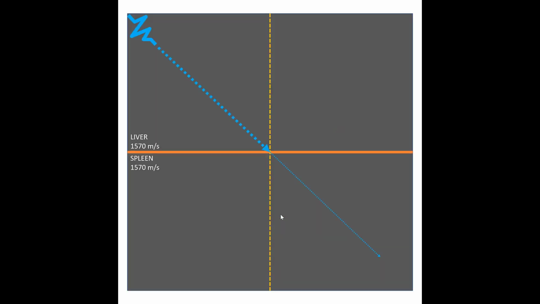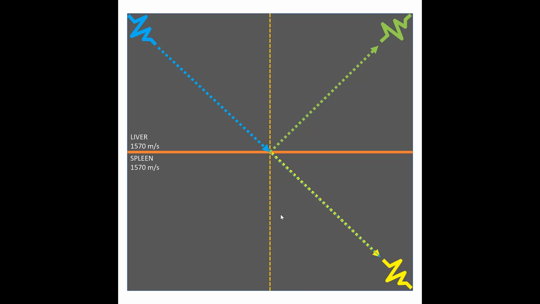A beam comes in at an oblique incidence to a boundary. If reflection occurs, that is going to leave at the same angle. If transmission occurs, it is going to continue forward on the same path. And that again is because medium 1 speed is equal to medium 2 speed.